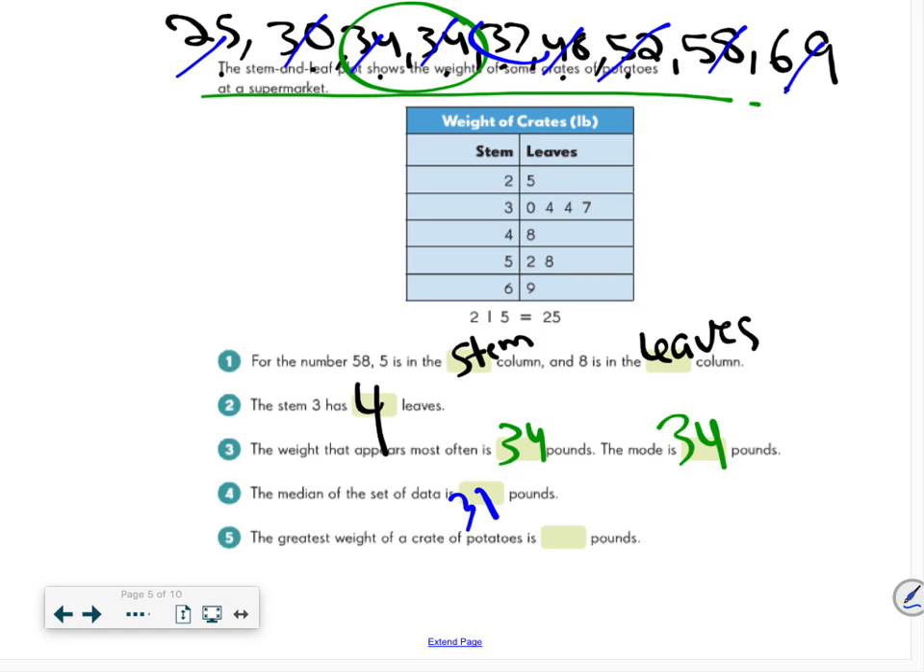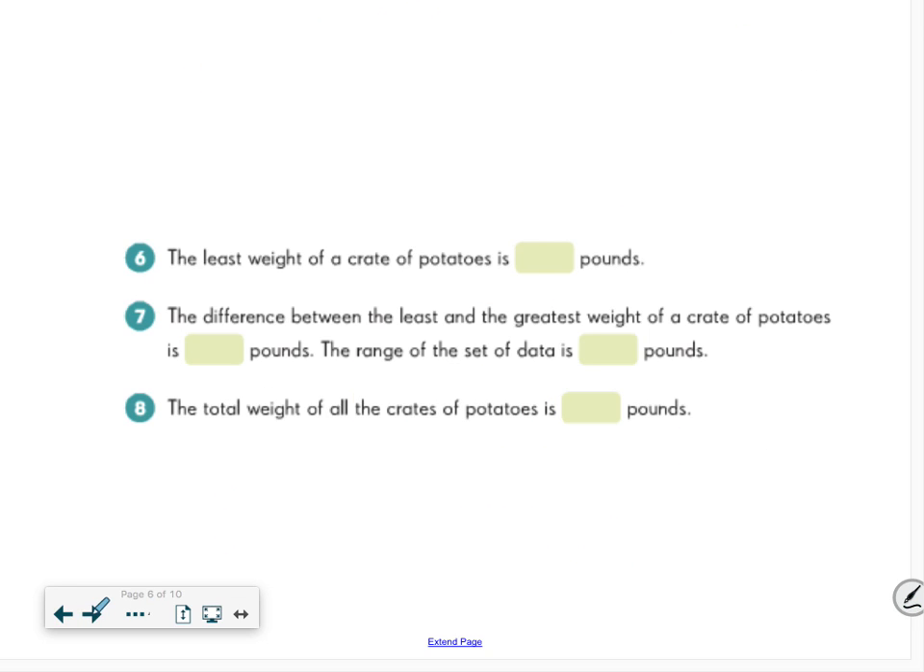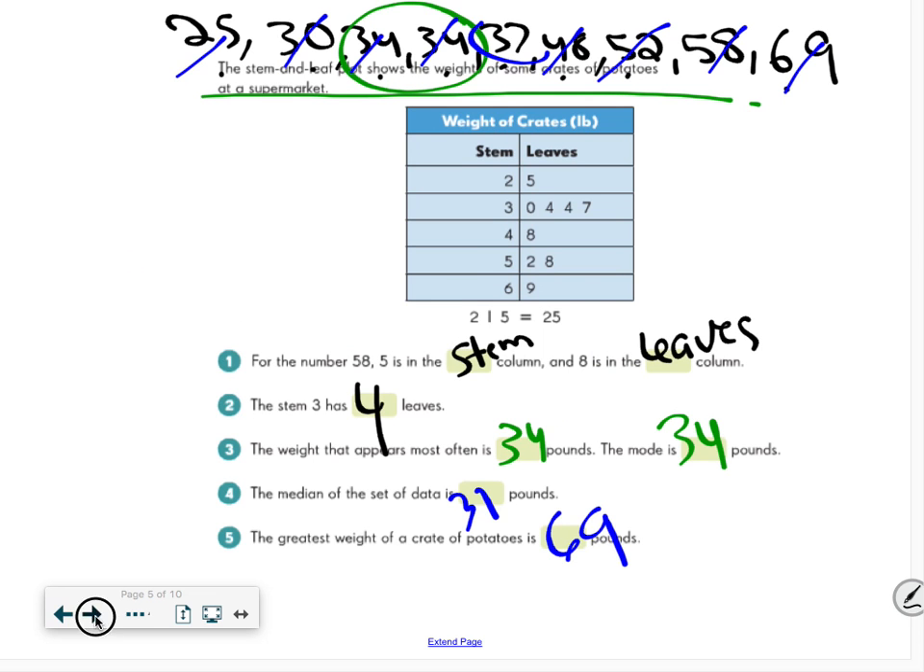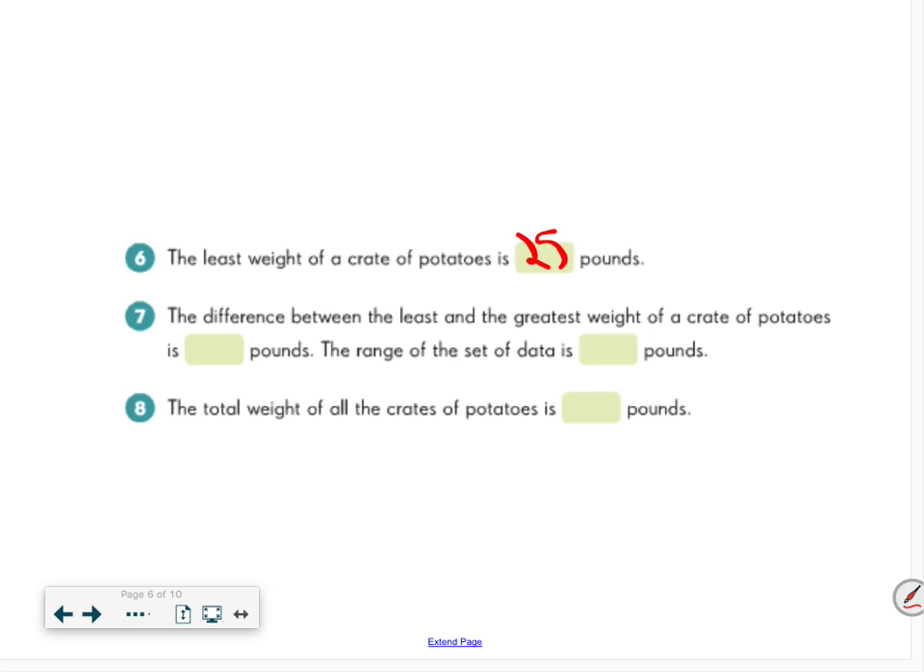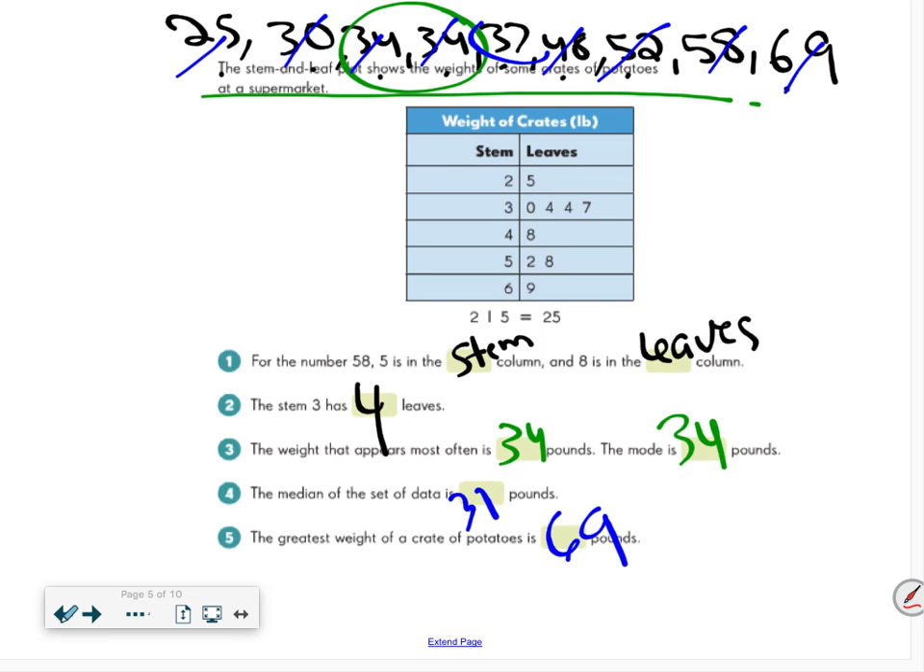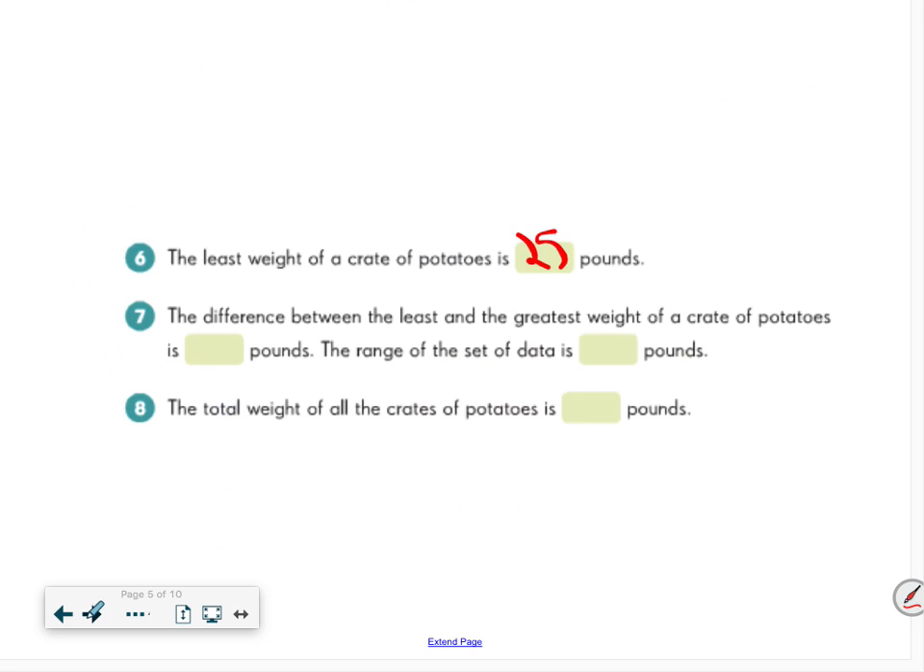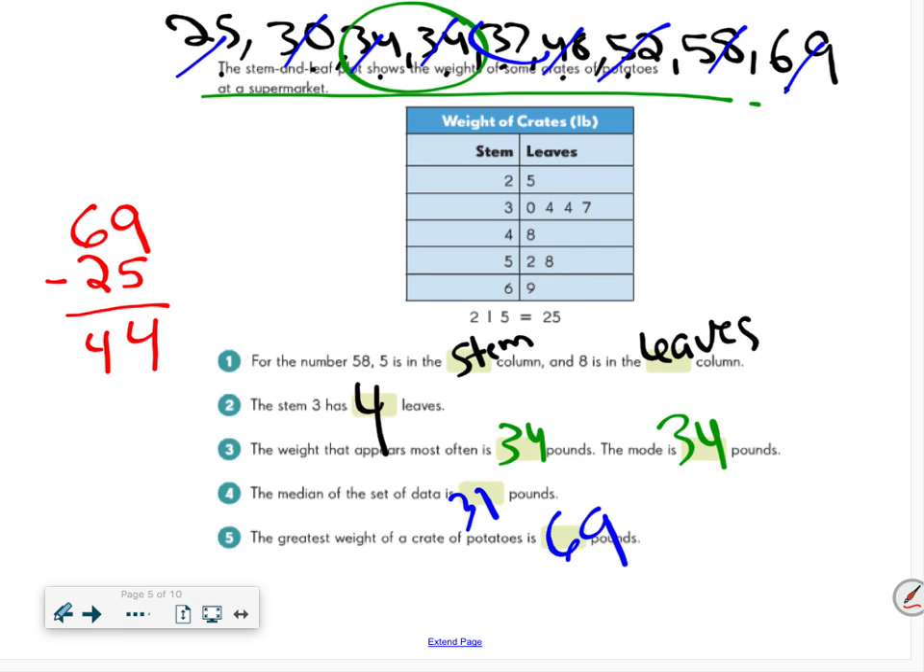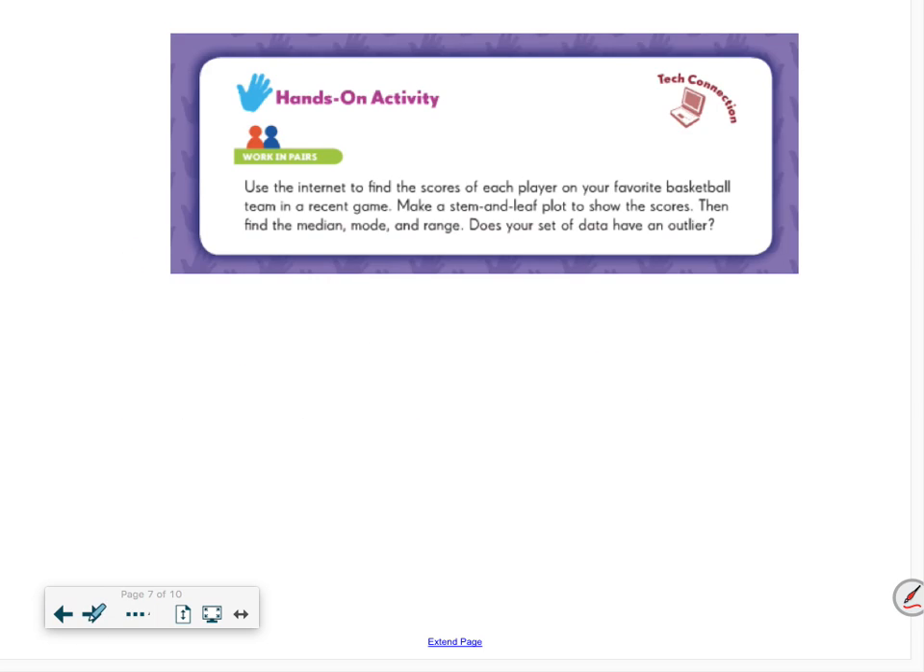The greatest weight of a crate of potatoes is 69 pounds. The least weight of a crate is 25. And the difference between the least and the greatest, I'm thinking that's the range, because it's the greatest minus the least. If the greatest is 69 and the least is 25, the range is 44. And the last one is the total weight. Oh man, so I have to add up all of those numbers and I would get the total weight. You'd have to use a calculator or add it up for that, but I'm going to skip that.